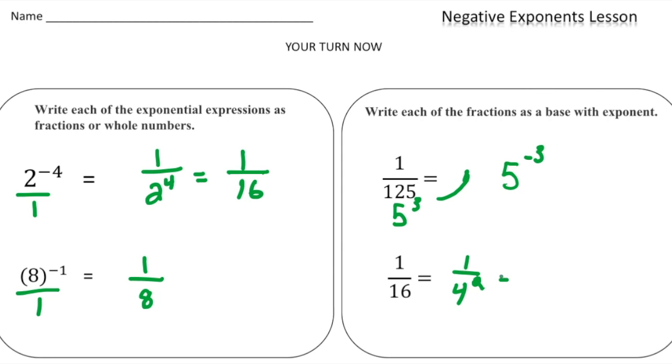And then to make that a base, I'm going to bring that up and make it 4 to the negative second power, like that. Alright, how'd you do?